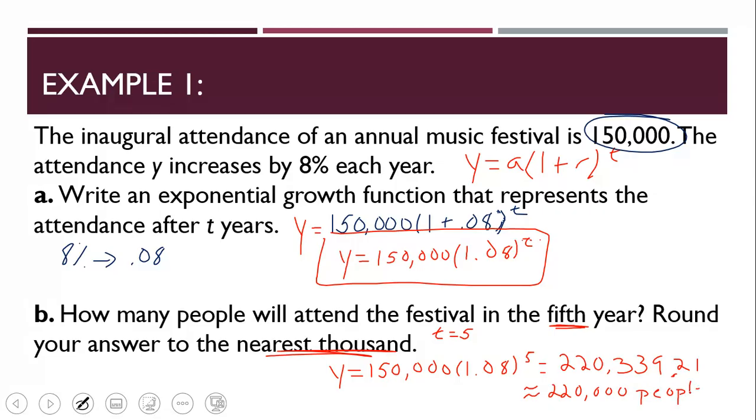If it said round to the nearest person, it would be 220,339. It said round to the nearest 100, 220,300. But it said round to the nearest 1,000 there. So we have approximately 220,000.